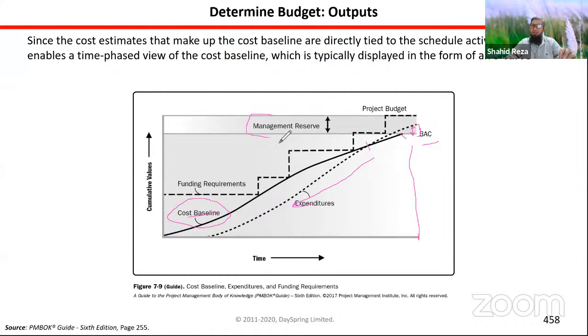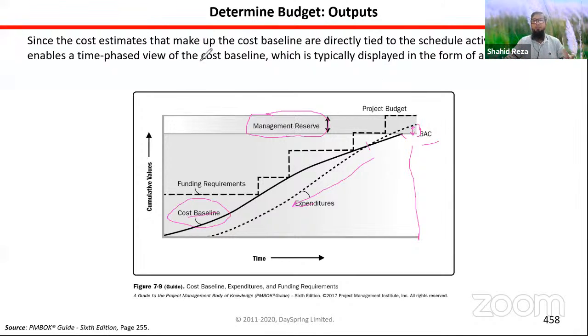That's where management reserve will come into play. Because that is already, you have expended all the money that is given to you as a project manager. So that extra money, for some reason, may be used, maybe spent. So that extra money is coming from where? The management reserve. So are you understanding the management reserve and cost baseline difference?